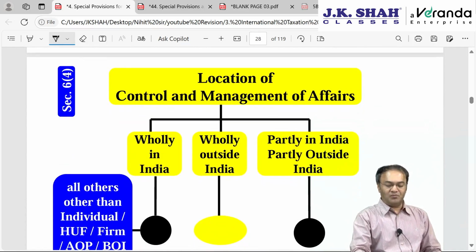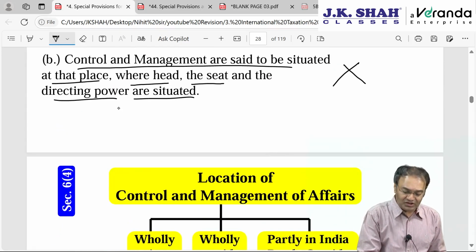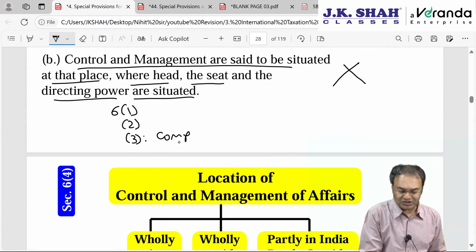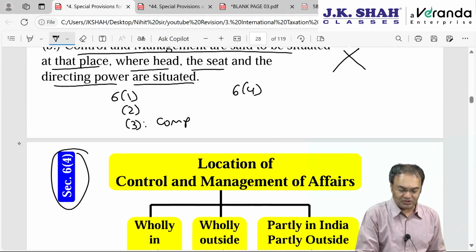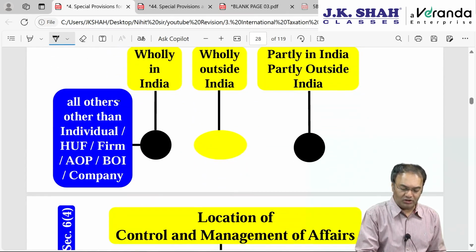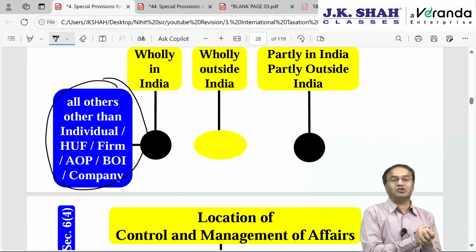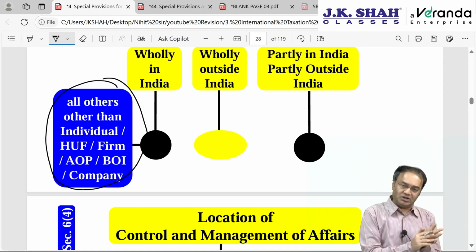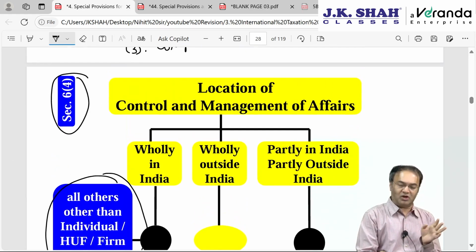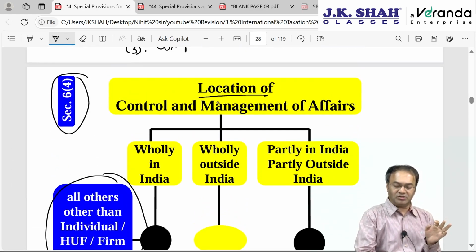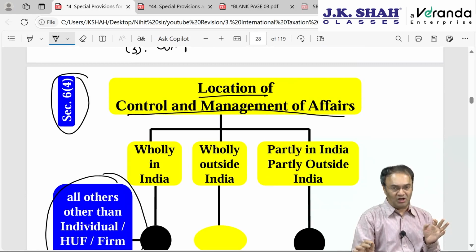Now, section 6.1 is for individual, 6.2 is for HUF, partnership firm, LLP, AOP. 6.3 is for company, which we will discuss in some time. I am jumping to 6.4. Section 6 clause 4 is for all other persons other than individual, HUF, AOP, partnership firm, LLP and company, though we have yet to discuss company. Here also everything depends upon the location and control of management and affairs.